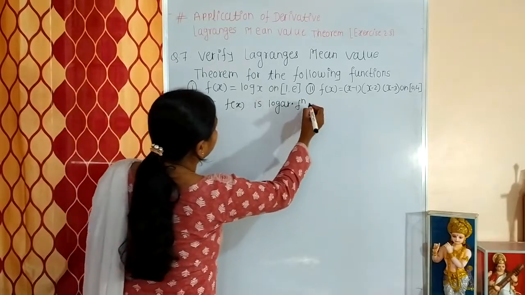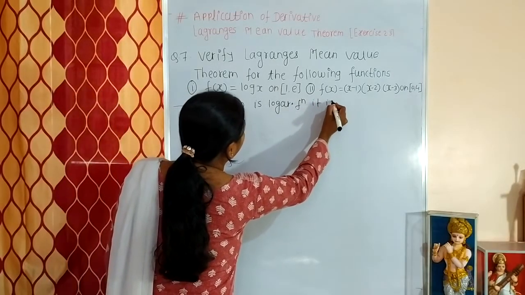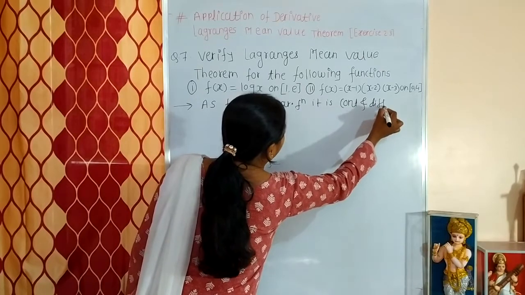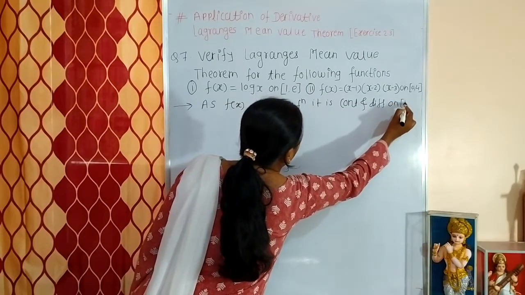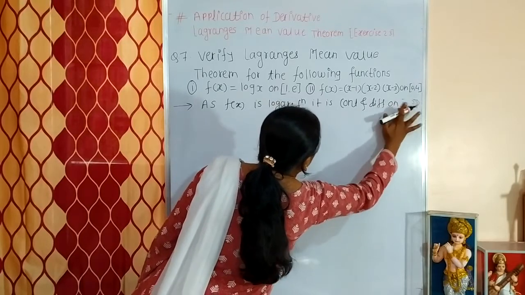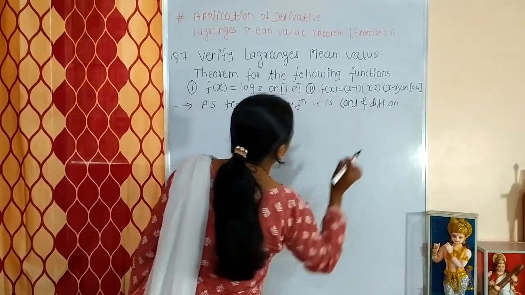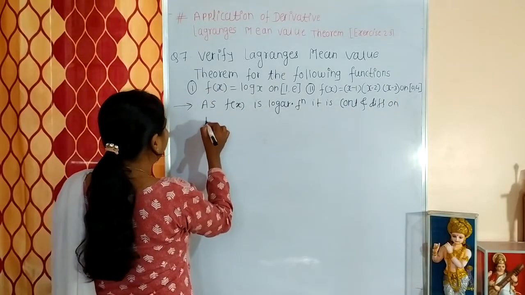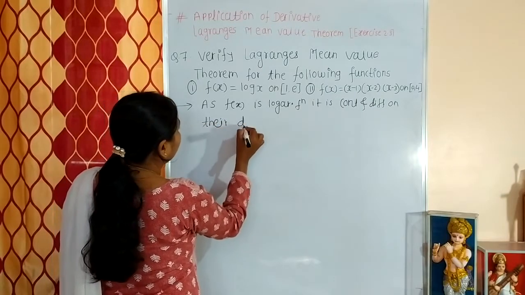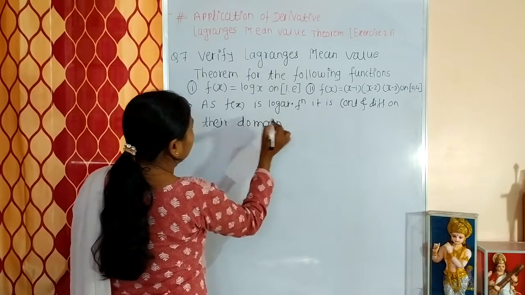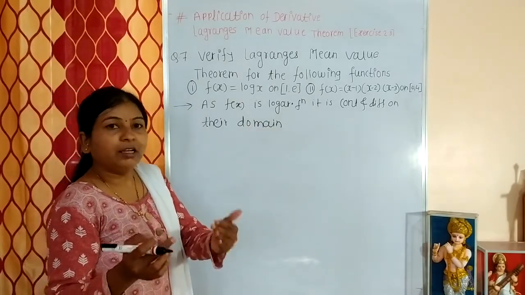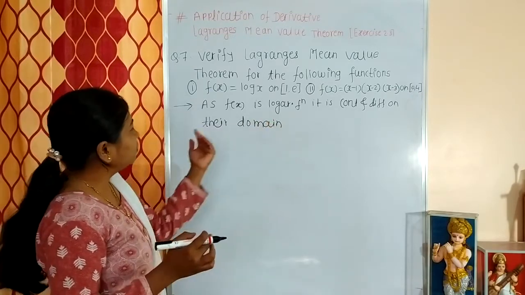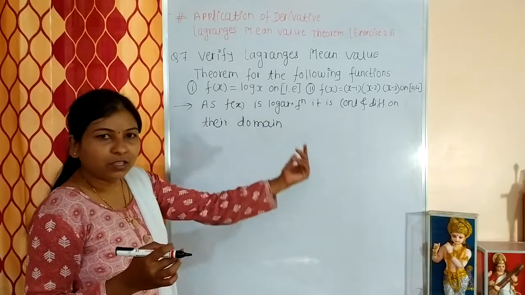Then as f of x is a logarithmic function, it is continuous and differentiable on its domain. First you write what the given function is, either logarithmic, exponential, trigonometric or algebraic. Then you have to write that it is continuous on the closed interval and differentiable on the open interval.